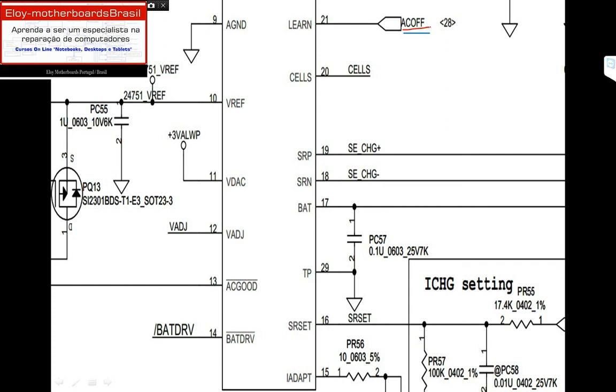When pin 21 receives the information that the DC jack is unplugged from the motherboard, the computer needs to be supplied by the battery. So this battery drive on pin 14, this 0 volts, will be sent to pin 4, the gate of PQ9, to supply the laptop motherboard with the voltage that comes from the battery.